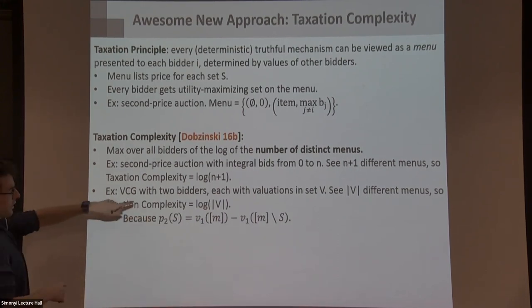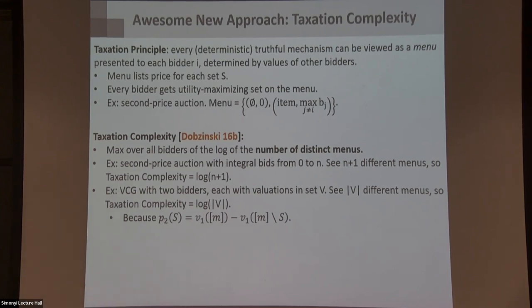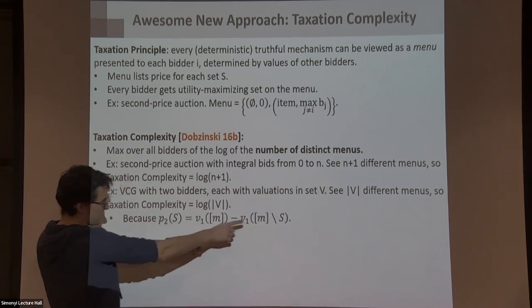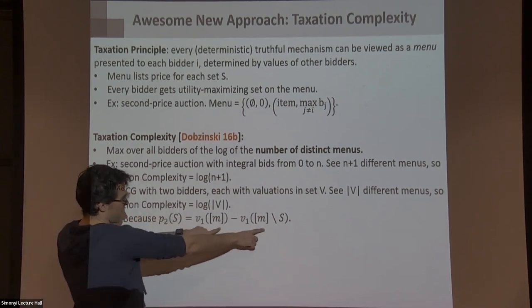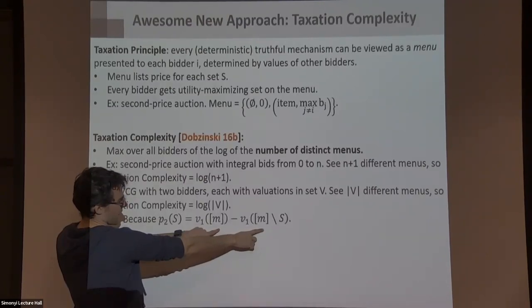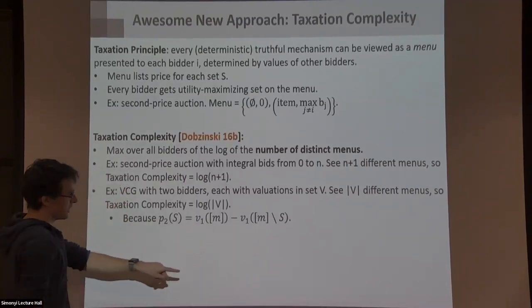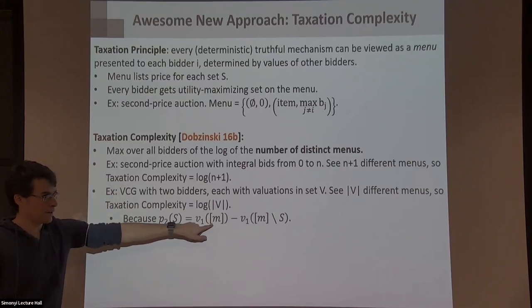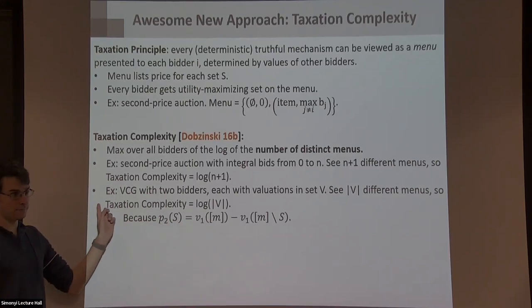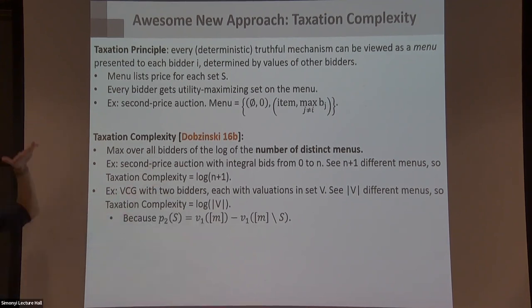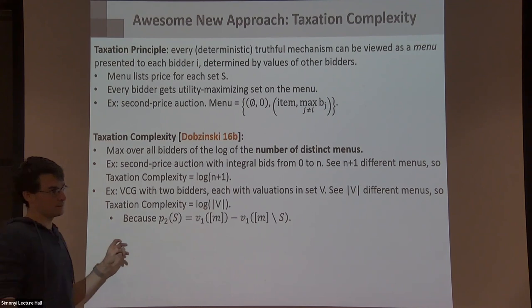No, it could be. Okay, so let me go through this one then. Now let's think of VCG. The menu for VCG is, for every set, what's the price you would pay? If you will trust me that I correctly rewrote the formula, this is the price that player two has to pay to get set S in VCG. This is uniquely identifiable by v1, right? So the menu is the entire list, for every set S, of how much you would pay if you were to get S. That's the size of the menu, not the number of these.